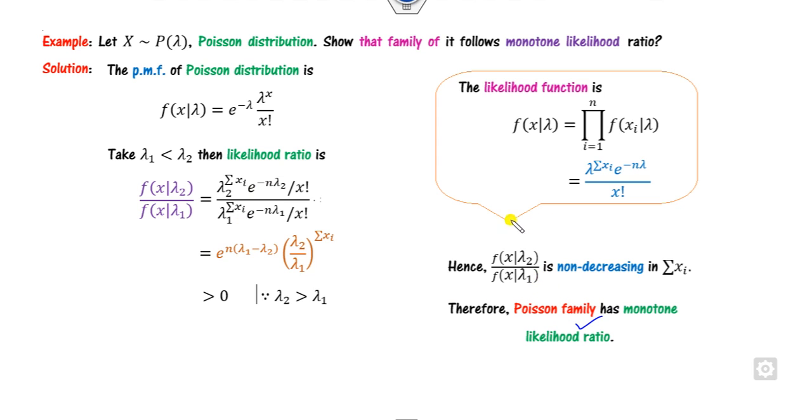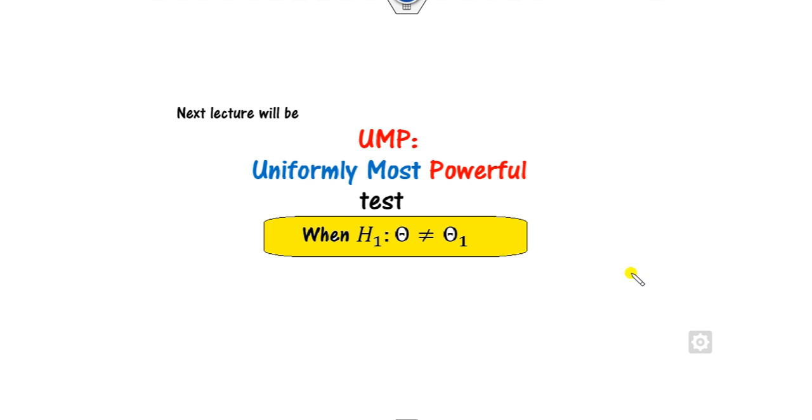So hence once you are trying to identify the UMP test, this property must be satisfied. I hope you are able to understand how you can check for the monotone likelihood ratio. Based on this feature, we will try to see how you can identify the UMP test for this testing of hypothesis in our next lecture. I hope you can simply learn this concept.